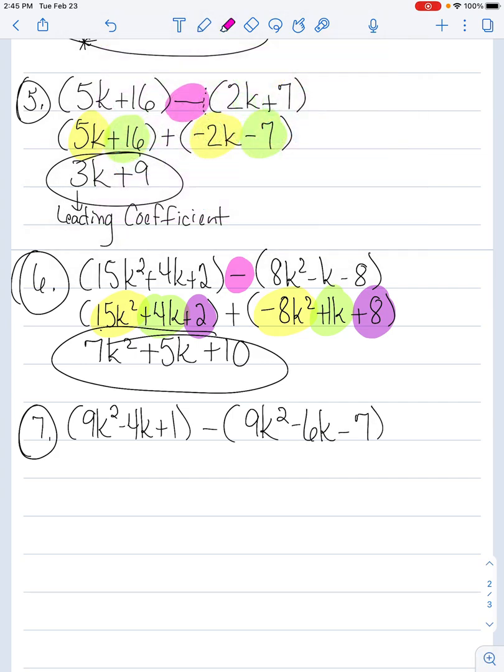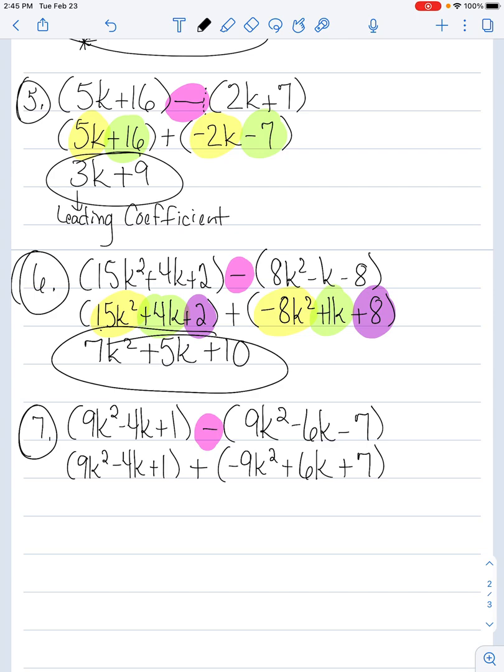I do notice I have a subtraction sign. That's the first thing you should look for in all of your problems. If you have a subtraction sign, you've got to do this first. 9k squared minus 4k plus 1 plus, and then change all the signs after it. Positive 9k squared becomes negative 9k squared. Negative 6k becomes positive 6k. Negative 7 becomes positive 7.